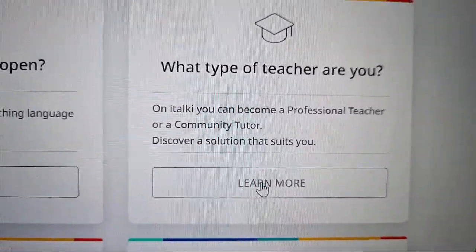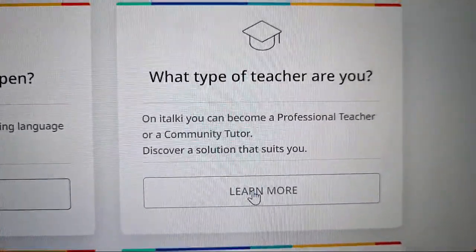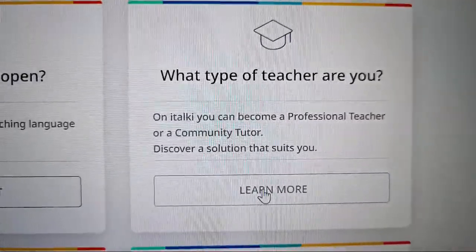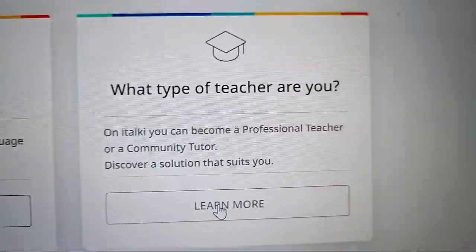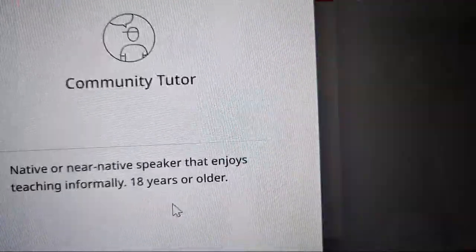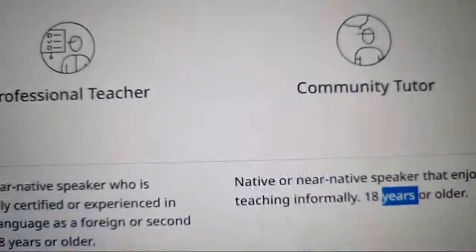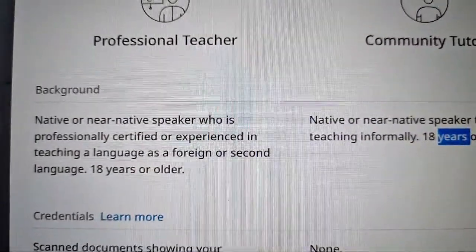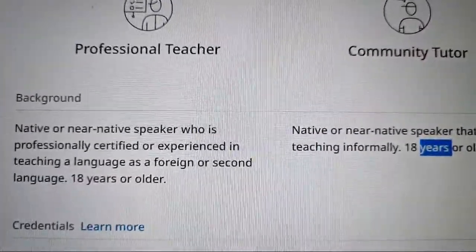So I've said, if you are a community tutor, basically it means you don't have any certifications. Professional teacher, it means you have certifications. So these are the main differences. Yeah, professional teacher, near native.